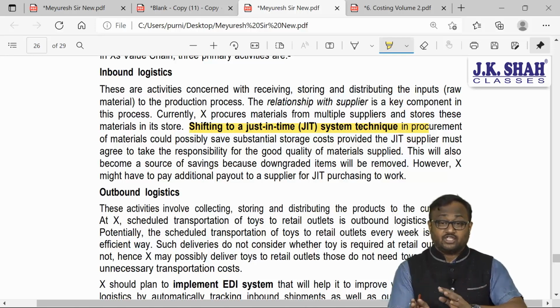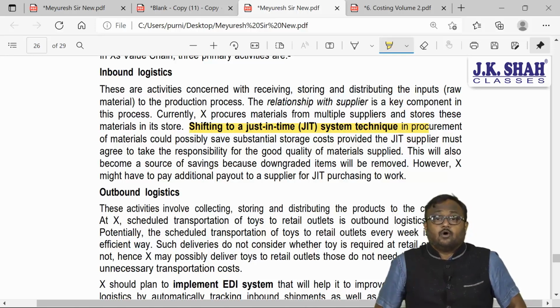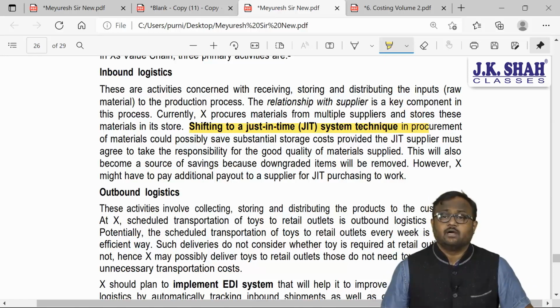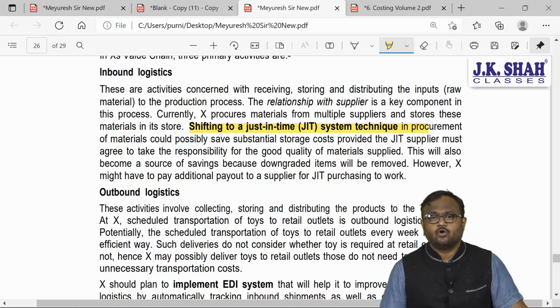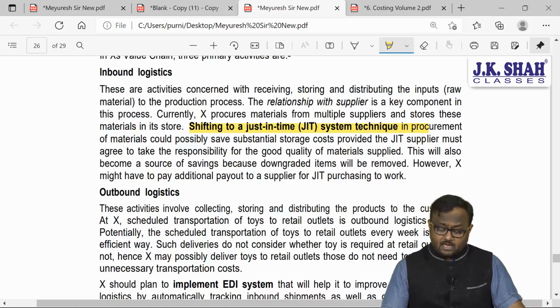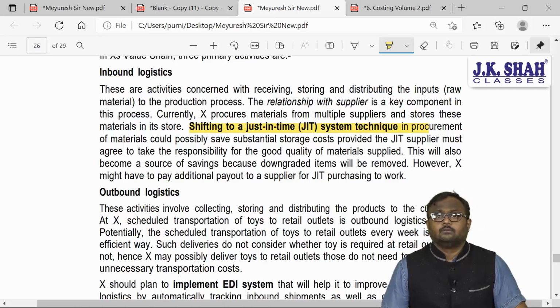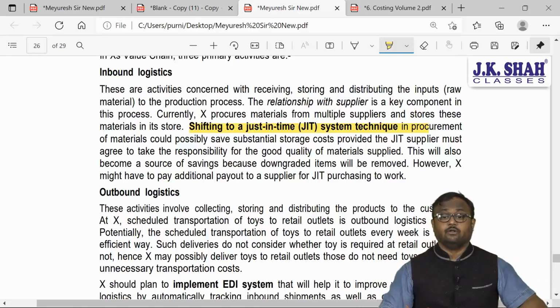You will make sure, your inspection team will make sure on a regular basis, on a recurring basis, that entire material which is delivered is of good quality and of the required quality. That saves your time, that saves your cost, that saves your carrying cost, that saves your time of sorting the material or inspecting material on arrival.